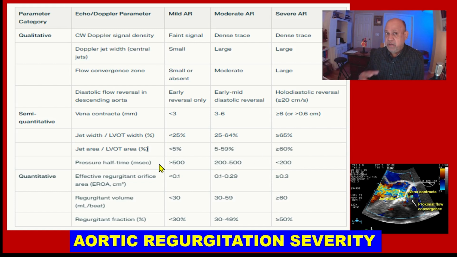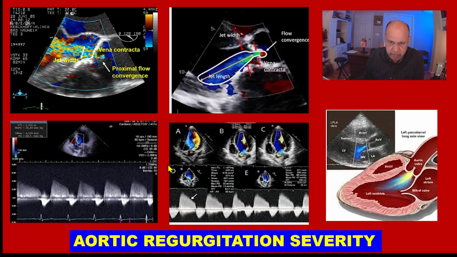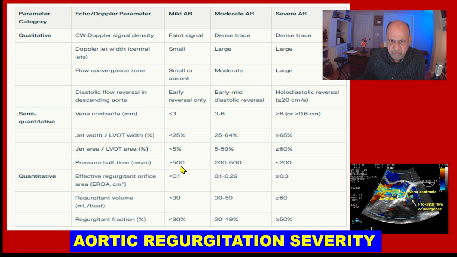Pressure half time is a very important one. The pressure half time is measured here by taking the peak and seeing when it reaches the half time. And this slope will tell us the pressure half time. The normal value is greater than 500 milliseconds. If it's between 200 to 500 milliseconds, it's supposed to represent moderate aortic regurgitation. In acute aortic regurgitation, it is not uncommon to see the pressure half time less than 200 milliseconds.